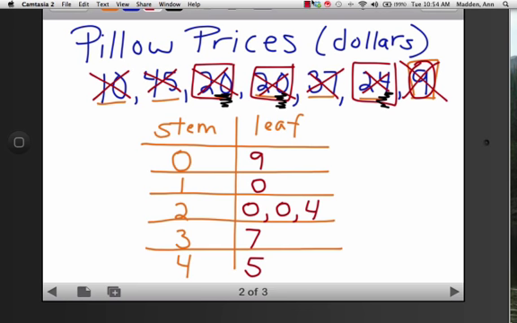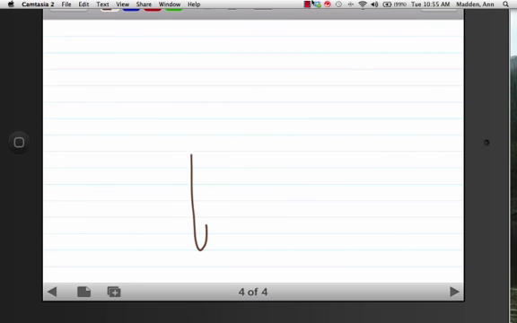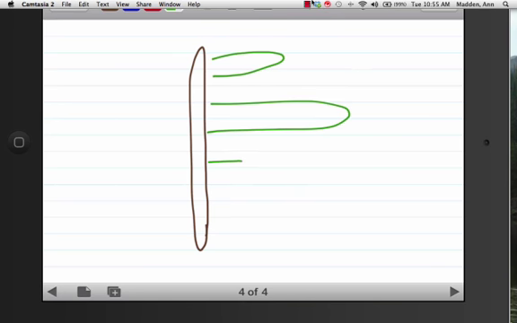Take out your notebooks, please. A couple notes for you. 18-4. Our first one is stem and leaf plot. It's a way to organize data. A stem means a tens digit, and the leaf means the ones digit. Really, if you think about it, it does kind of look like a stem with some leaves. I'm going to get a pretty green here, and we'll do a brown for our stem. So if I were to look at this, here would be my brown stem, and I would have my leaves coming off to the side.